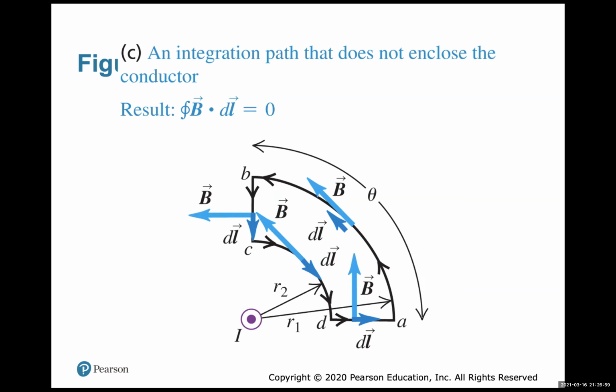Radially, if we move away from the current or towards the current, as we do on path D to A and also on path B to C, the magnetic field is tangent but we're moving radially. So this dot product is going to get us a 0. These radial paths don't contribute anything to the path integral.